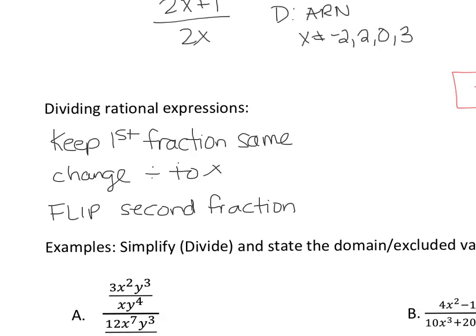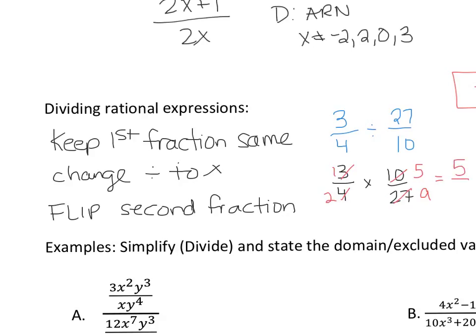So for example, if I had 3/4 divided by 27/10, okay, I would keep the 3/4 the same, change it to multiplication, change the 27/10 to 10/27. Now I can cancel diagonally and up and down. So the 3 would turn to a 1, the 27 to a 9. 10 and 4 are both divisible by 2, so I would knock those down and then multiply straight across the top, straight across the bottom. 1 times 5 is 5, and 2 times 9 is 18.